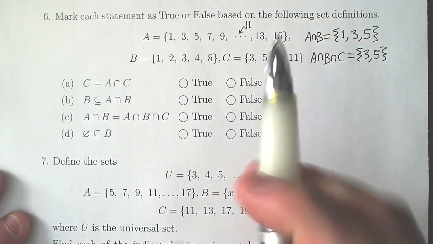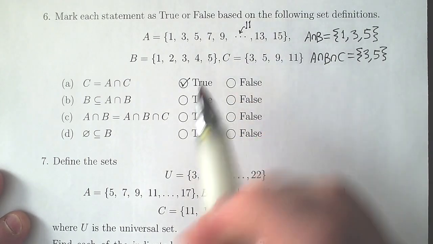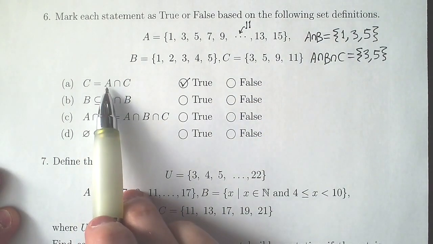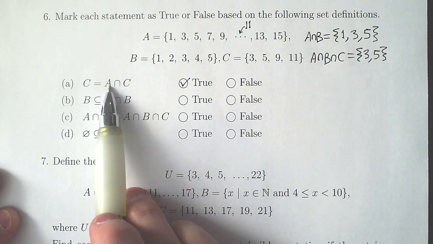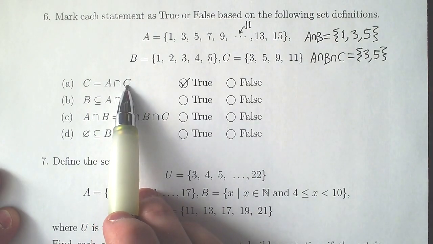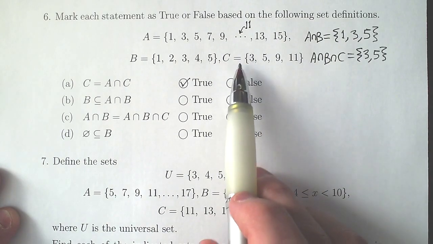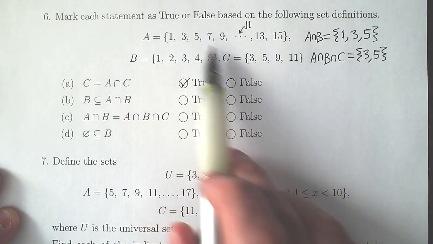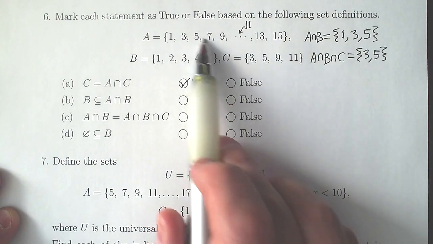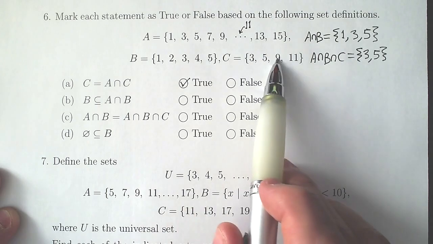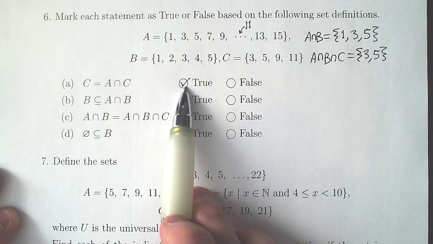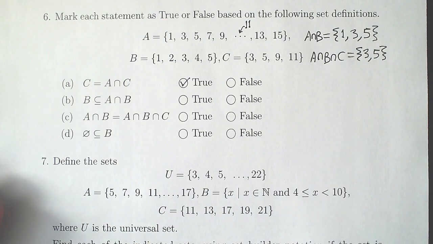It does, yes. True. True, because you could do a little scratch work to write A intersected with C. The idea is that A intersected with C would have 3, because it's in both of them, 5, because it's in both of them, 9 is in both of them, and 11 is in both of them. So yes, they have all of the exact same elements.